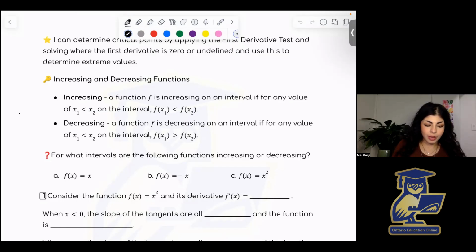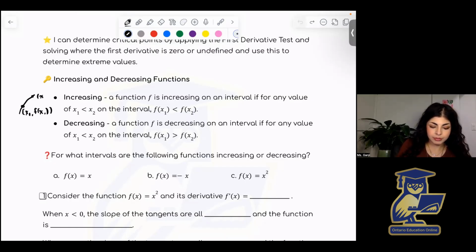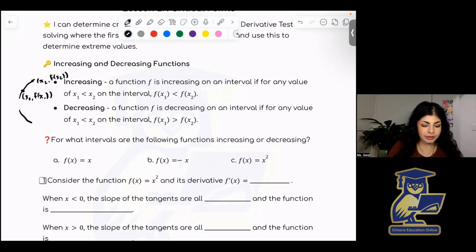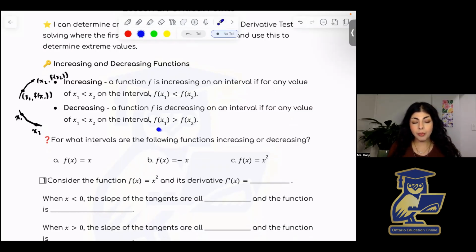So for example, we are going like this, then we see that this is x1, and then f of x1, and this one is x2, f of x2, and clearly it is more. And similarly, for decreasing, we might have something like this, where as x is increasing, so this would be x1 and x2, then the output of the first one is greater than the output of the second one, or the output of the second one is less, so we have a decreasing function.